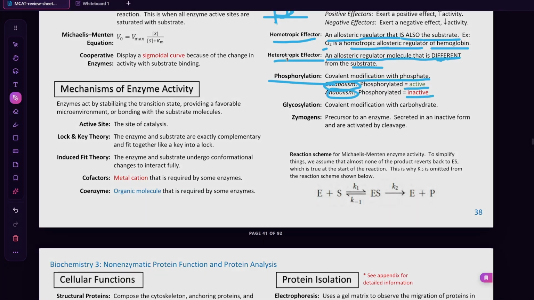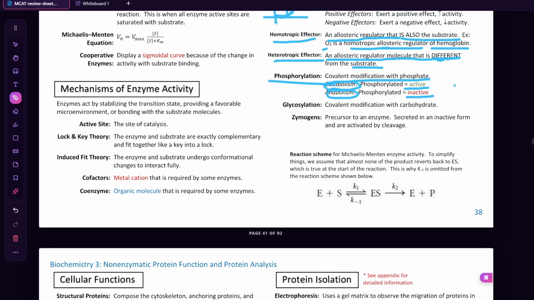Okay, so for covalent modifications, I want to go over that a little bit. Basically, in phosphorylation, you're adding a phosphate group to an enzyme. Phosphorylation in general is just adding a phosphate group to something. What that does is change the shape of the enzyme, and it's able to either turn the enzyme on or off. So in catabolism enzymes, if it becomes phosphorylated, then it becomes more active, right?